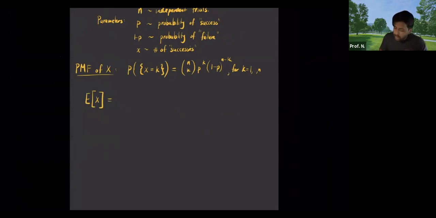Again, the definition hasn't changed. So in this case, because I'm using k, I'm going to use k as my index. So k can go from 0 through n of x sub k, p of x sub k. Which means what? Oh, I could just write this as k.